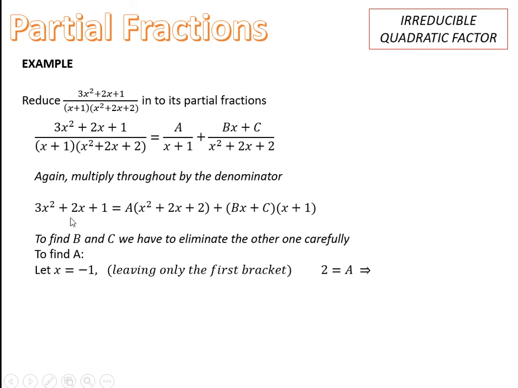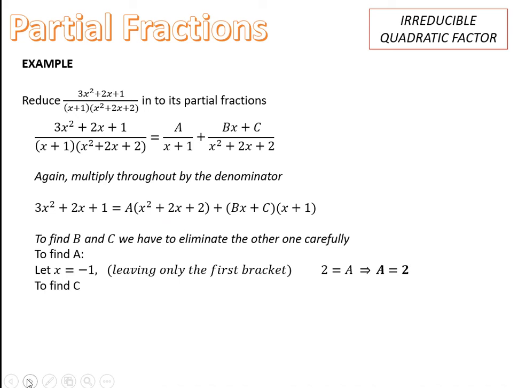2 times by minus 1 is minus 2. So we add that to the 3, which gives us 1, plus the 1 is 2. Okay, on this side, minus 1 squared is 1. Plus 2 minus 1 is minus 1, plus 2 is positive 1, times by a is just a. A is 2. Nice and straightforward for the first one.